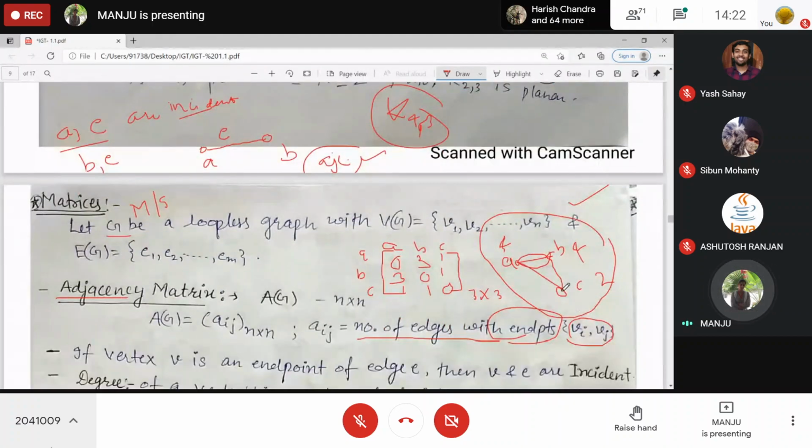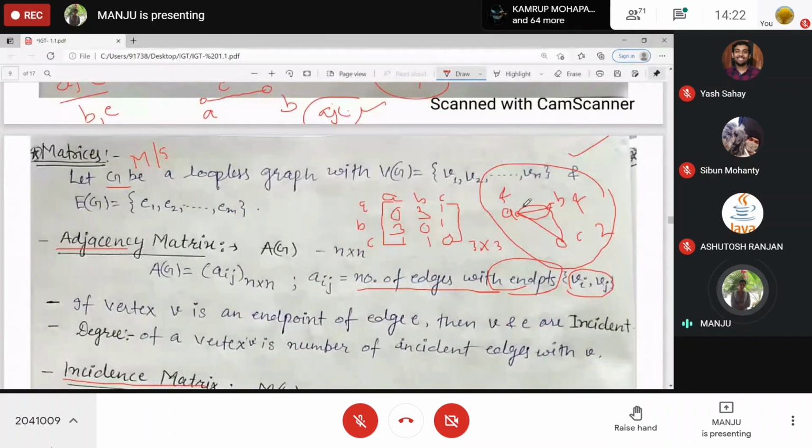So we say the number of edges incident with the vertex is defined as degree. So degree of C is 2, degree of B is 4, degree of A is 4. Understood? The number of incident edges. The degree of a vertex V is the number of incident edges with vertex V. Count all the edges which are incident with V. That is giving you degree. It is denoted by DEG of V.